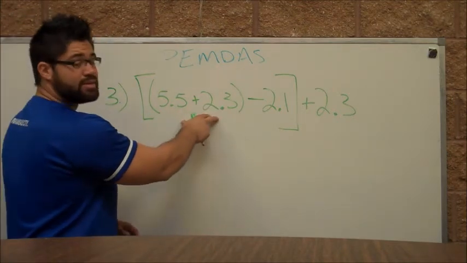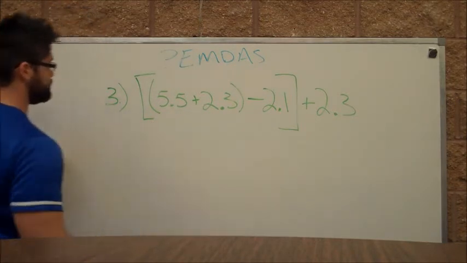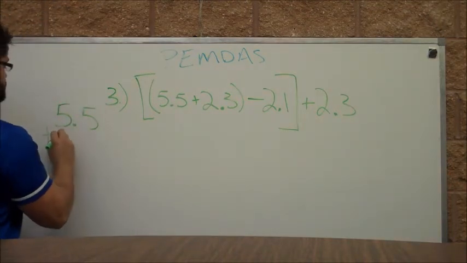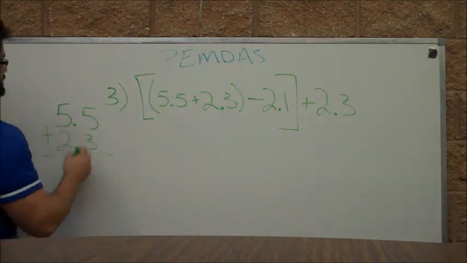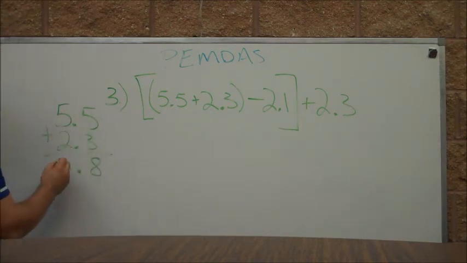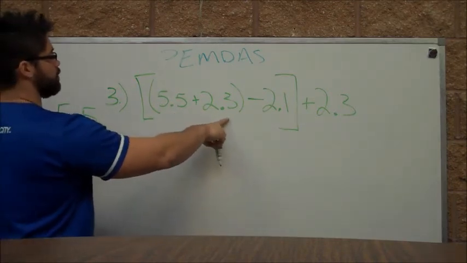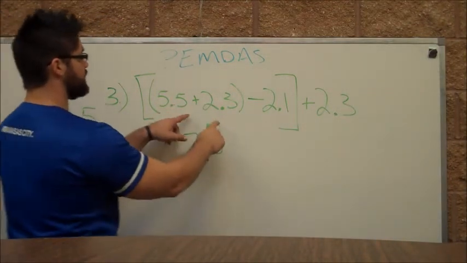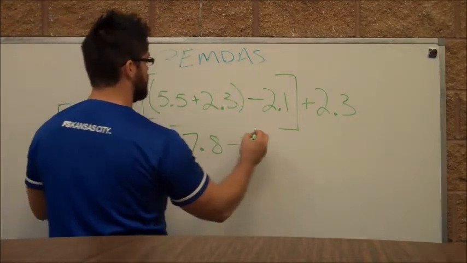The first set of parentheses we see on the inside of these brackets is 5.5 plus 2.3. So I'm going to do that out here to the side. Again, for addition and subtraction, we line up our decimals. Then we can solve it like normal. 5 plus 3 is 8. 5 plus 2 is 7. I brought my decimal straight down, and this quantity in the parentheses is 7.8. So now we have 7.8 minus 2.1, and that's what was in our brackets.